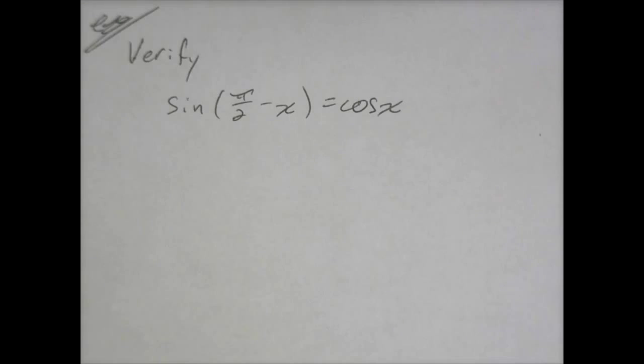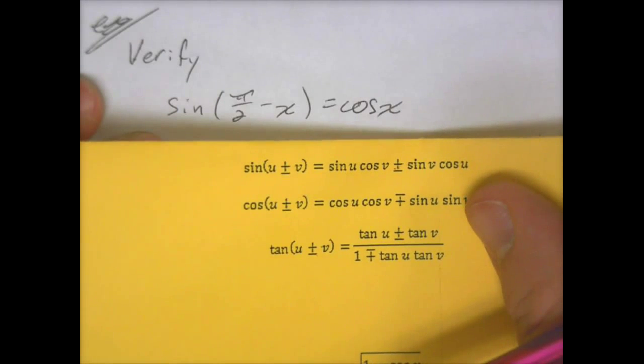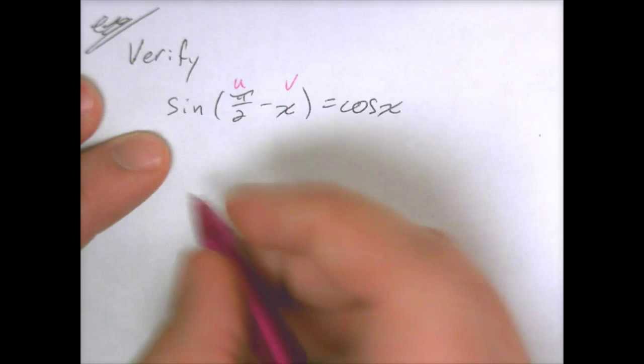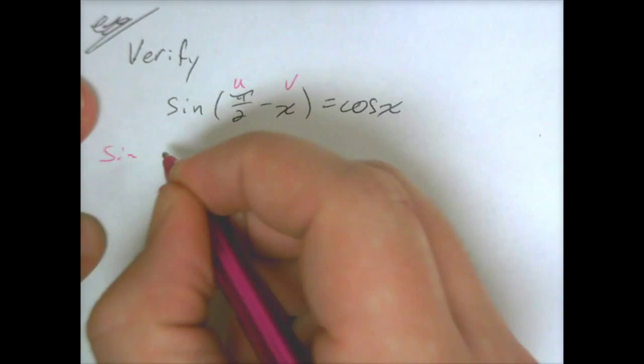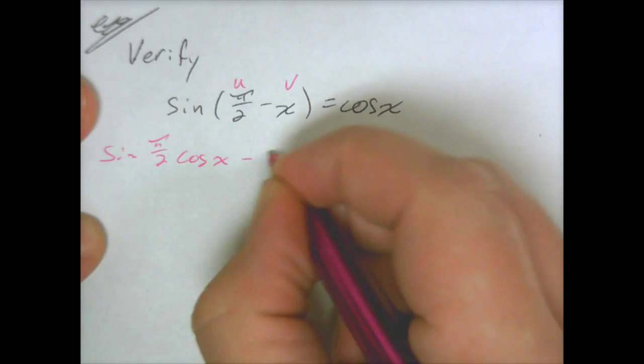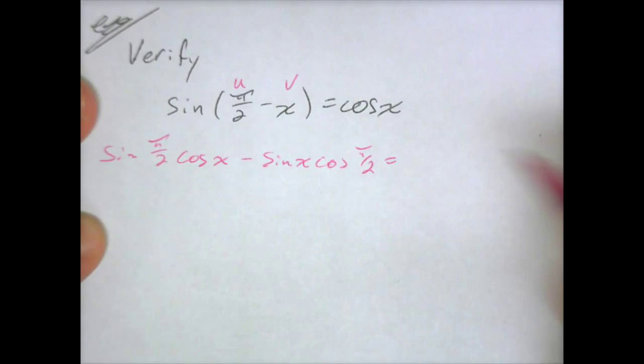Alright, so again, verify is proving that one side equals the other. Obviously, this is a cofunction identity, but if you see this and you're in this section of the book, you're going to want to verify it using the identities that we are talking about. So yes, I know this is a cofunction identity, but I'm going to verify it this way. So if I know I have u minus v, then I'm going to use sine of u, so sine of pi over 2 cosine x minus sine x cosine pi over 2 equals the other side.